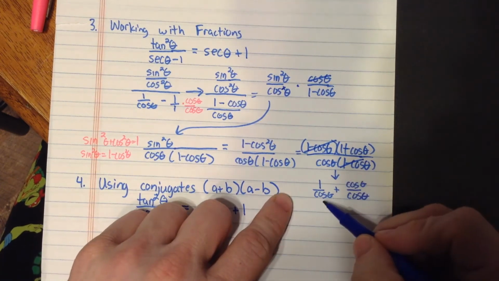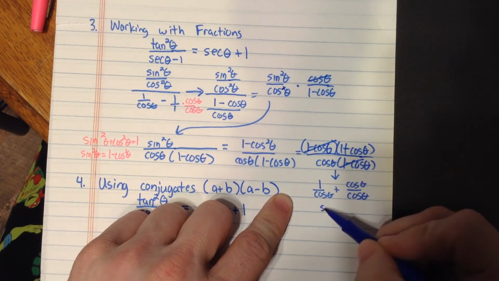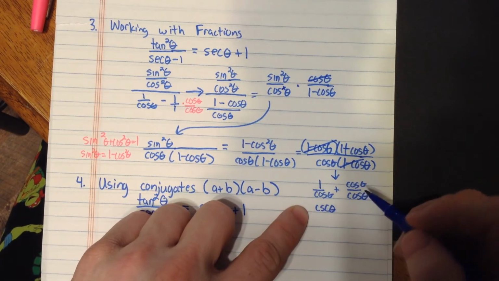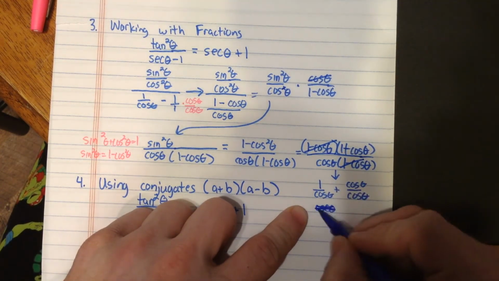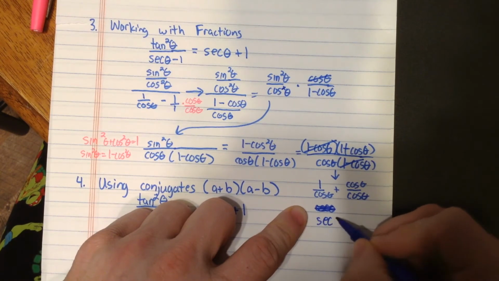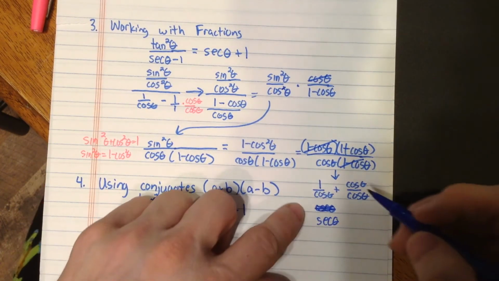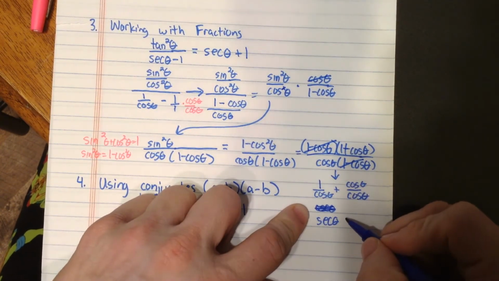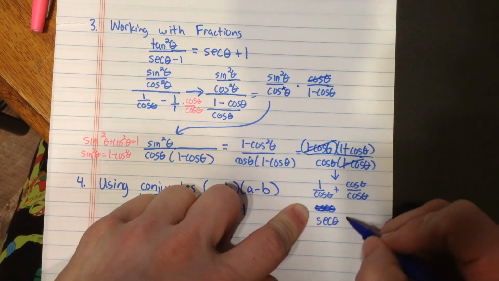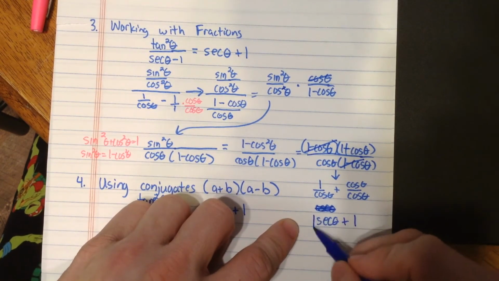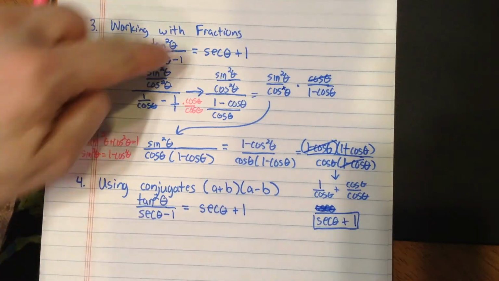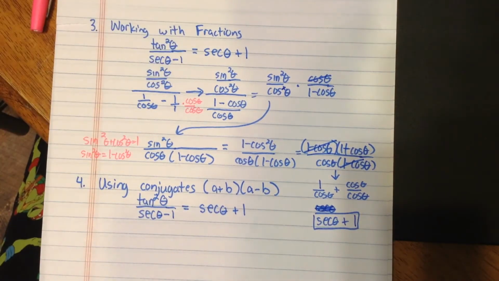And we all know 1 over cosine is the cosecant. I was about to write secant. I should have written secant. That is wrong. This is the secant of theta. I'm too smart for myself. Or the other way around. I don't know. And then cosine over cosine is 1. But either way, we get secant of theta plus 1, and that is exactly what we started with.